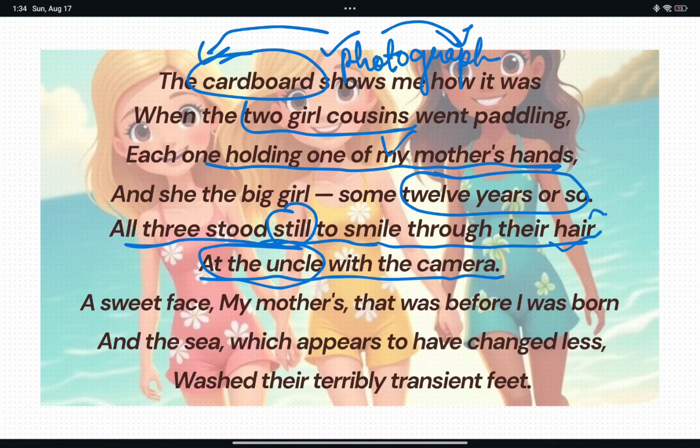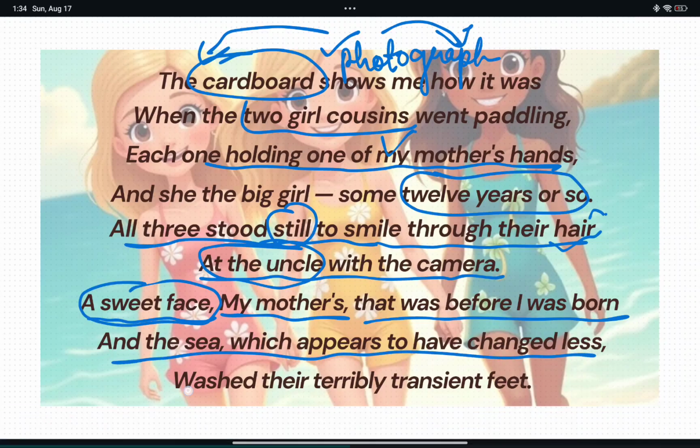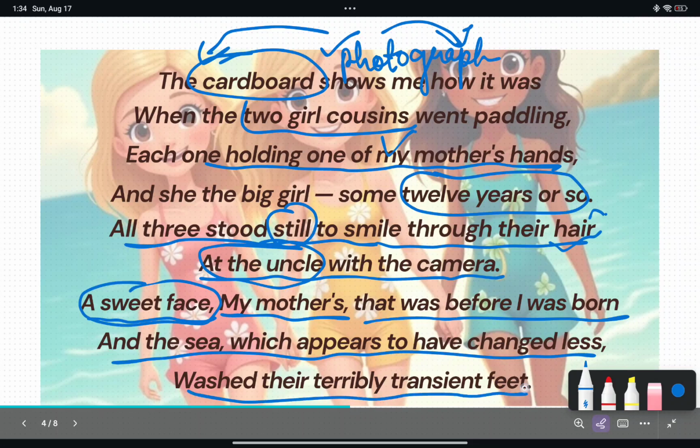Now the poet describes a sweet face. Whose is the sweet face? This sweet face is of her mother. A sweet face, my mother's. That was before I was born. She says that when this picture was clicked, I was not born. It was quite many years ago when this picture was clicked. And the sea, which appears to have changed less, washed their terribly transient feet.